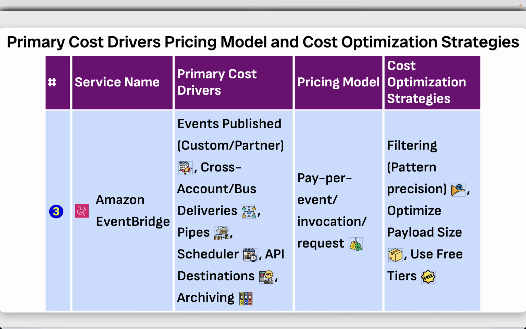EventBridge costs are based on events published, that is customer and partner events, certain deliveries, and feature usage like pipes, schedulers, API destinations, and archiving. It's a pay-per-event, pay-per-invocation, and pay-per-request model, optimized with precise filtering, optimizing payload size, and utilizing the free tiers for various features. So, when you open a free account, you can get some free tier also, but that may not be applicable when you are working for enterprises because they will usually cross that limit pretty fast.